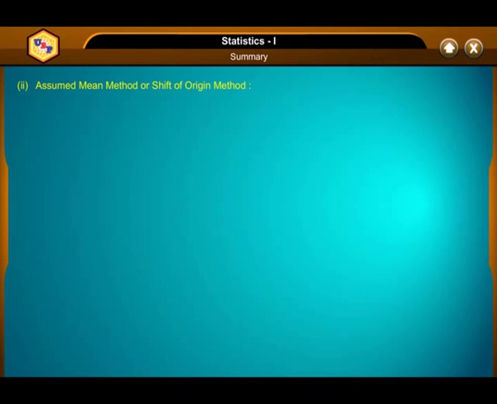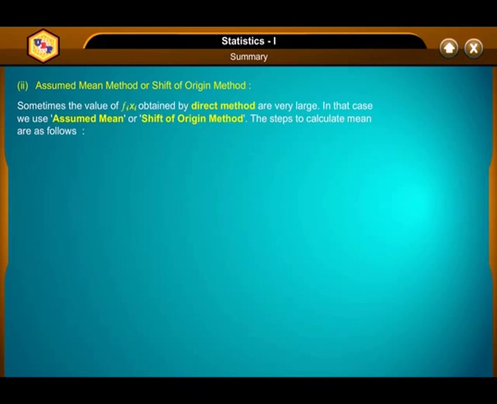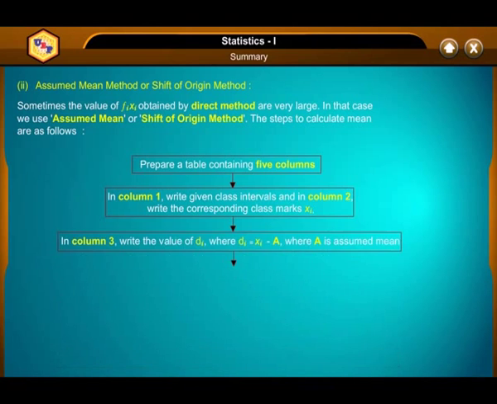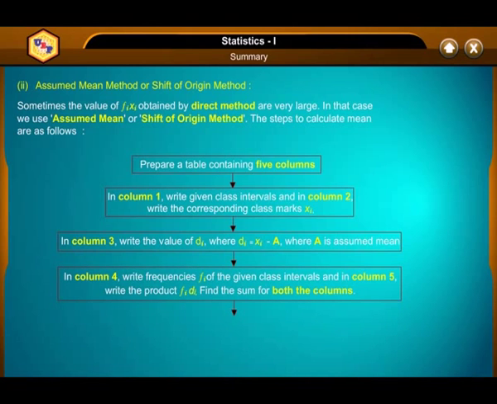Assumed mean method or shift of origin method. Sometimes the values of fixi obtained by direct method are very large. In that case, we use assumed mean or shift of origin method. The steps to calculate mean are as follows. Prepare a table containing 5 columns. In column 1, write given class intervals, and in column 2, write the corresponding class marks, xi. In column 3, write the value of di, where di is equal to xi minus a, where a is the assumed mean. In column 4, write frequencies fi of the given class intervals, and in column 5, write the product fi di. Find the sum for both the columns. Find mean of di by using the formula.